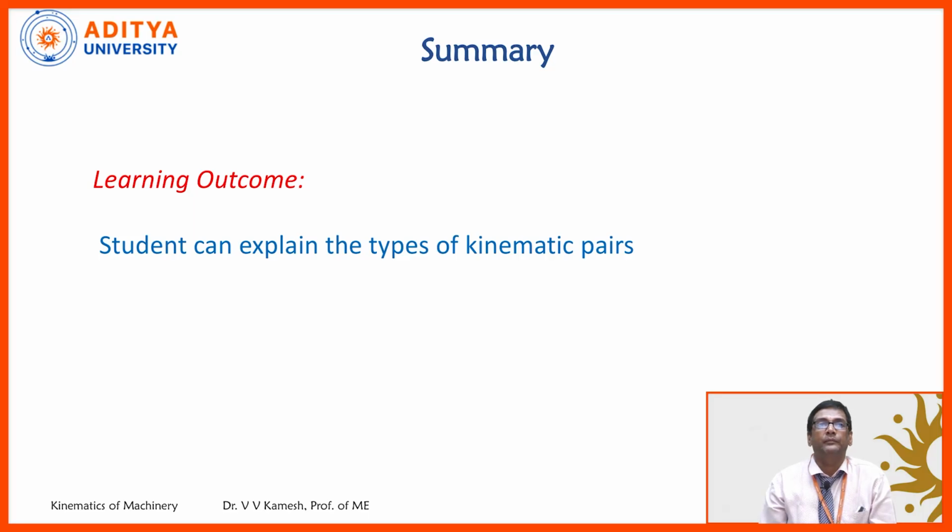Now, as a summary, at the end of this, a student can explain the types of kinematic pairs based on the relative motion between them, the type of contact, surface, line or point, and the third one is the type of closure.